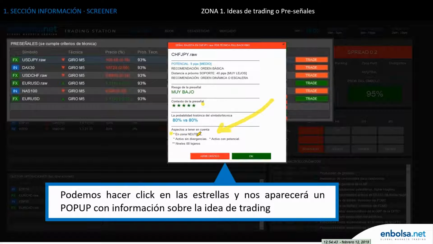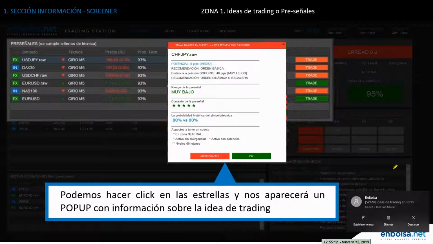As we can see, 1 star for being in the neutral zone, the second one because there is no divergence, the third for having a high potential, and 2 for being away from the next pullback level. Therefore, it is a bearish trade in the franc against yen of an excellent quality with a low risk, a medium potential, and a distant resistance. So, a very good trade regarding the global context of the pop-up and the information it provides us with.